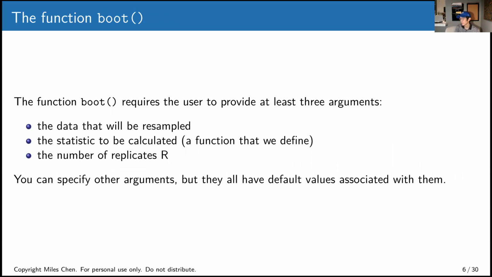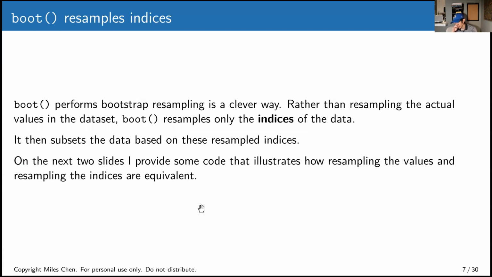Again, the function boot requires that we provide it 3 arguments: the data that will be resampled, the statistic to be calculated, which is a function that we will define ourselves, and the number of replicates R. You can specify other arguments, but they all have default values associated with them. So if you don't specify them, the function will still run.